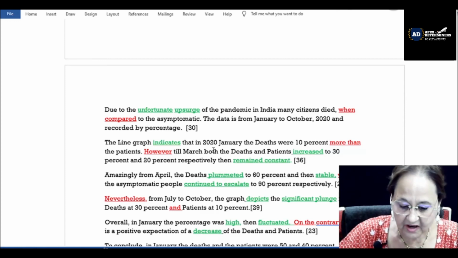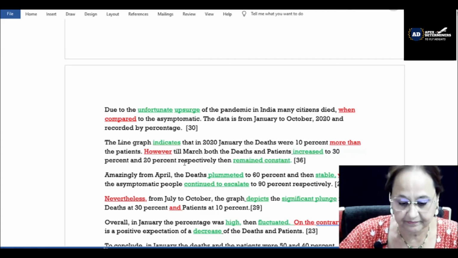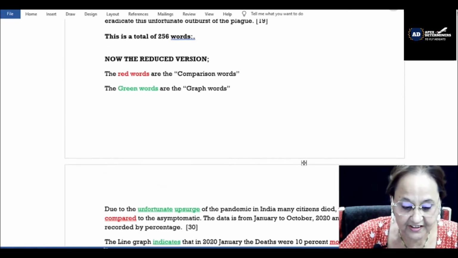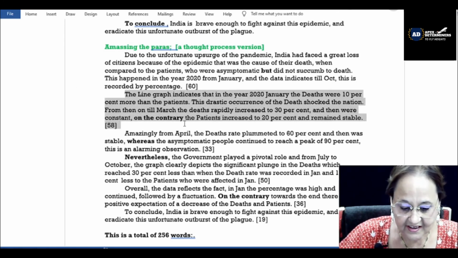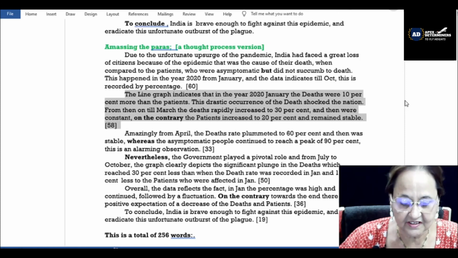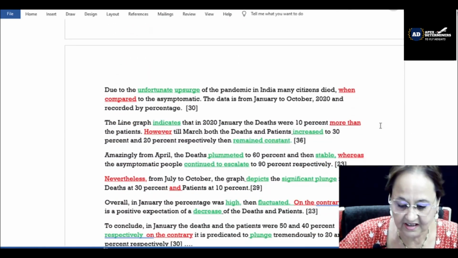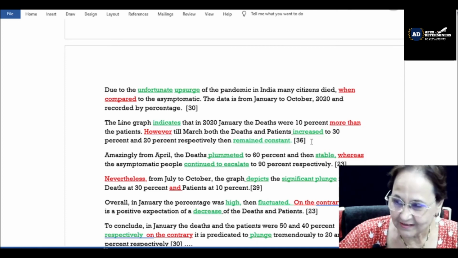However, till March, both the deaths and the patients increased to 30% and 20% respectively, then remained constant. Now, this is referring to which paragraph? This is referring to the first paragraph after the introduction. And this is a count of 58 words, and here it is concise to 36 words. Right? Now we go to next one.